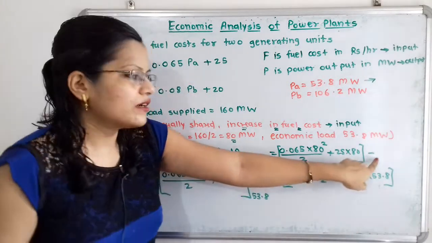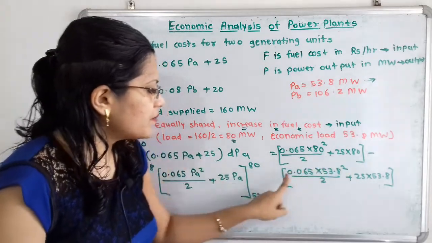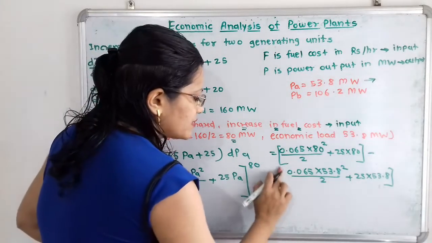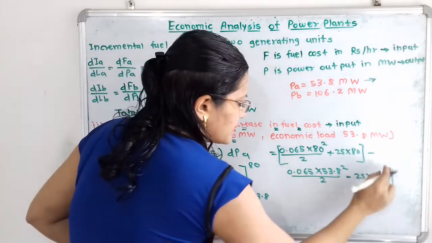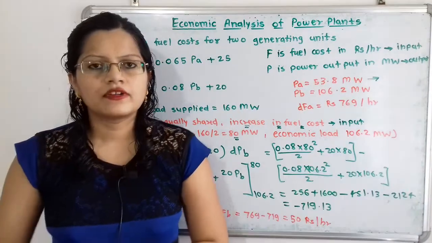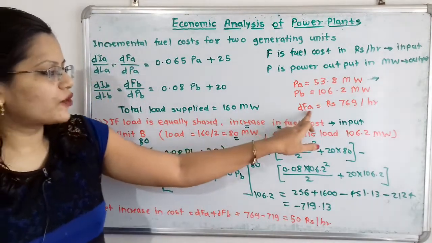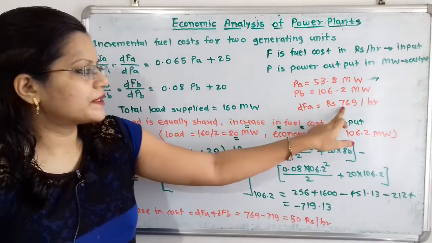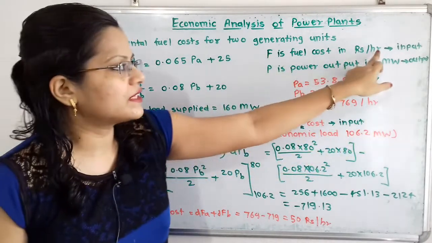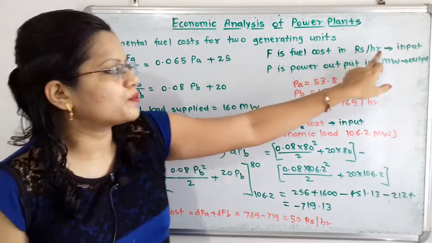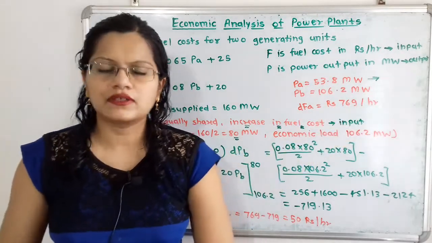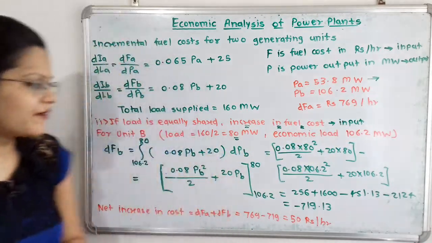So if we simplify this bracket, then we will consider the minus sign inside the bracket. So I will remove this bracket. So here is the minus sign and here also a minus sign is there. And now we will solve this equation. Therefore the fuel cost for unit A, dFA, is equal to rupees 769 per hour. Now we have to take the same unit as given in the question. So F is the fuel cost in rupees per hour. So dFA is also equal to rupees 769 per hour.